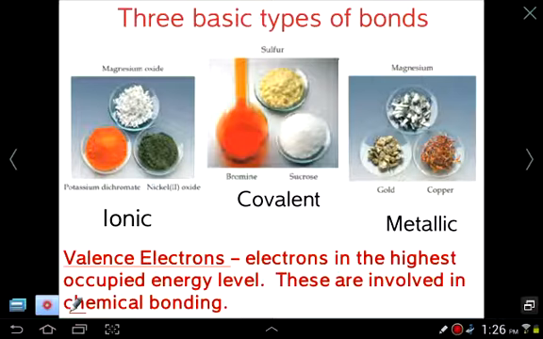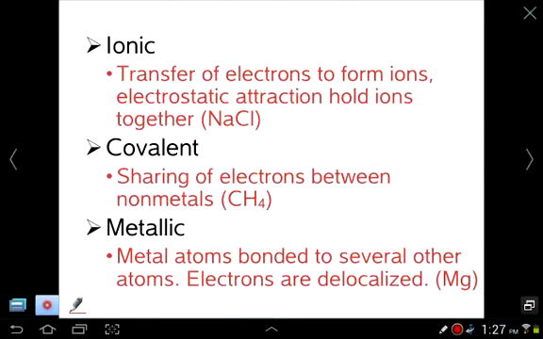And in all cases, bonding will involve valence electrons. Recall that only the electrons in the highest energy levels are involved in bonding. The internal electrons are actually not involved. So we'll take a look at ionic. Let's do a quick overview of the three, and then we'll take a deeper look at ionic.